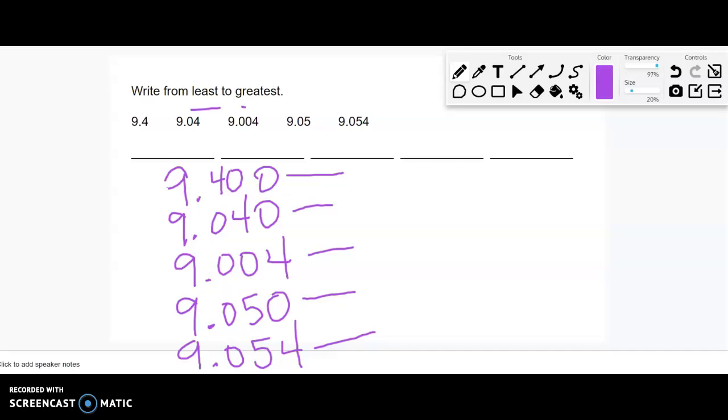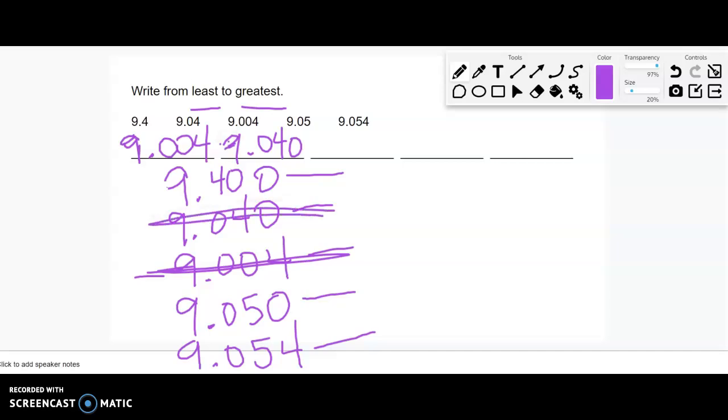Again, I'm writing least to greatest. So I'm going to start with, well, 4 is the smallest out of all these. So I'm going to put that one first. Done with that one. So I have 400, 40, 50, 54. Well, 40 is the next one.